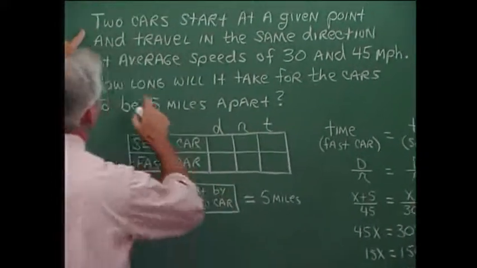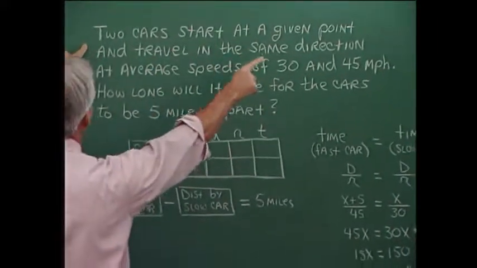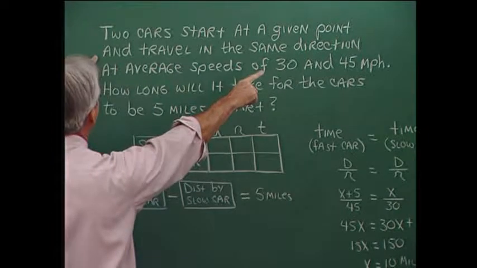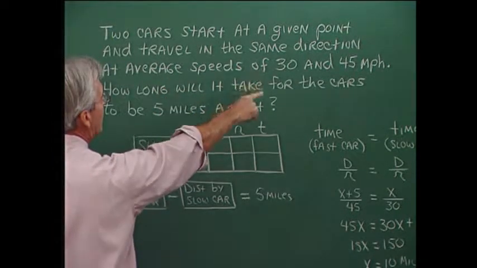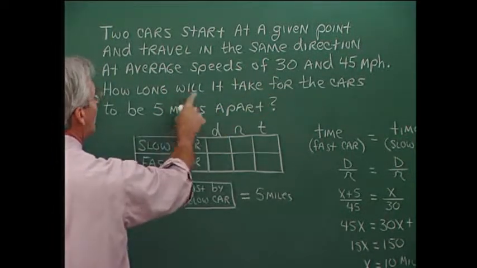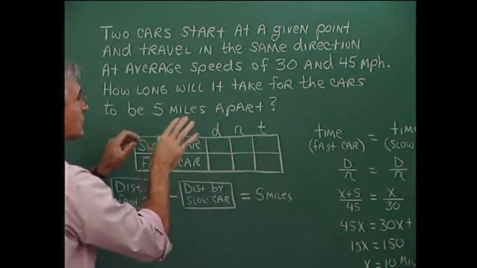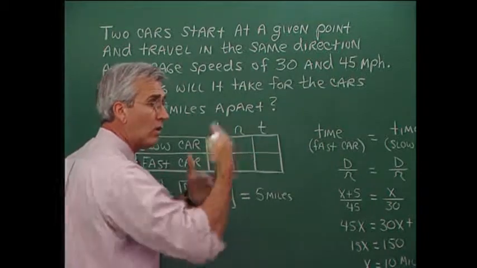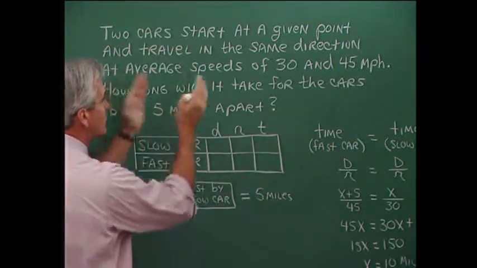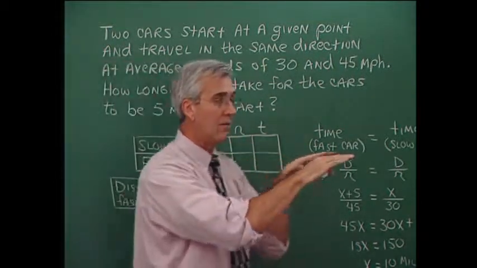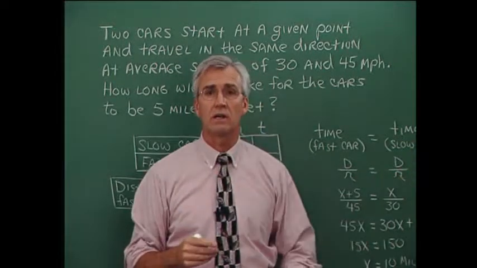It says, two cars start at a given point and travel in the same direction at average speeds of 30 and 45 miles per hour. How long will it take for the cars to be 5 miles apart? Now, in the previous problem, they started at a different time and one overtook another. Now they start at the same moment, and we want the time when they are so many miles apart.